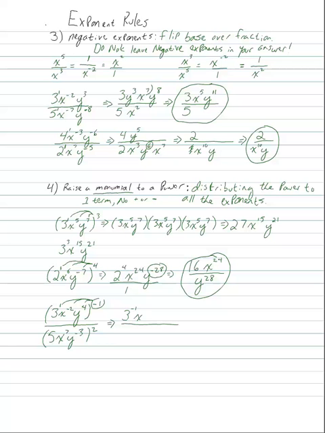X squared, y to negative 4. On the bottom, I'm going to do the same thing. Distribute that 2 to all my exponents. Again, I'm going to write that 1 next to that 5. So I'll get 5 squared, x to the 14, y to the negative 6.